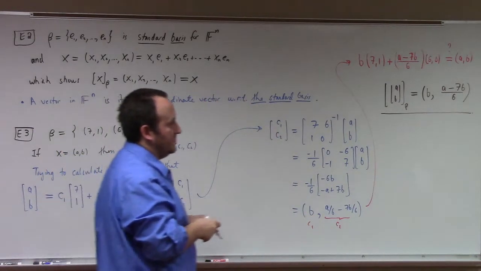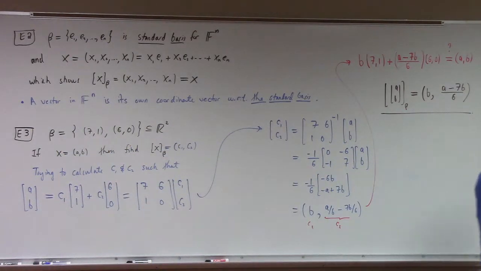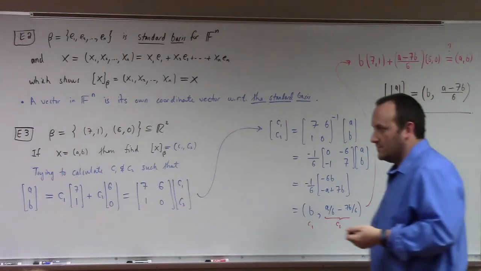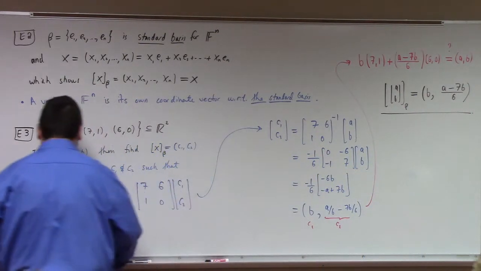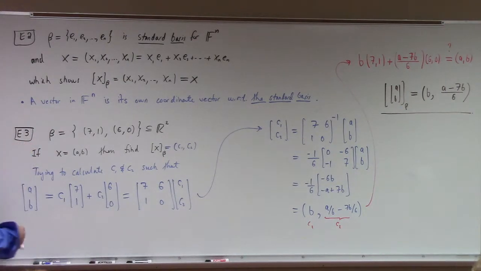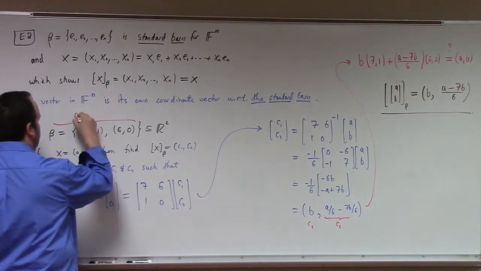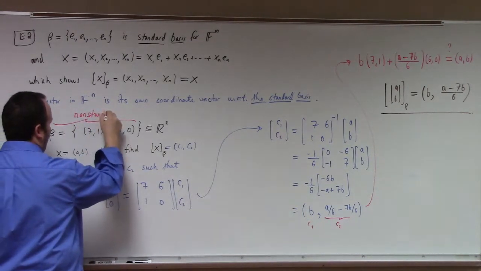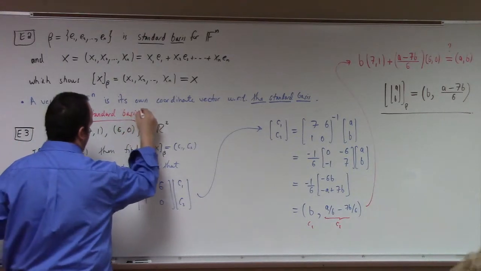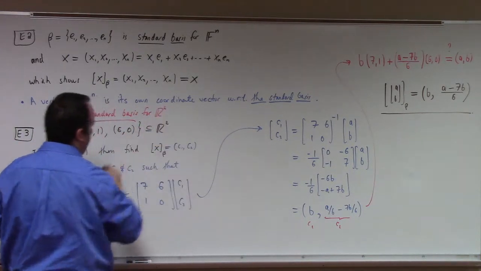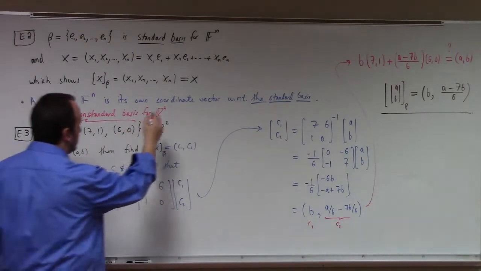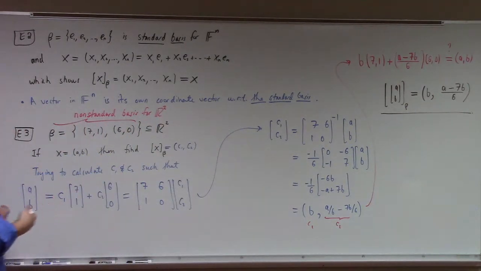So you'd asked me about doing problem 60. This is problem 60, right? With different numbers. So beta, let's talk about some language here. This is a non-standard basis for R2. All right, non-standard basis for R2. And as you can see, the coordinate vector of a vector is not just the vector itself, right? It's something quite different.